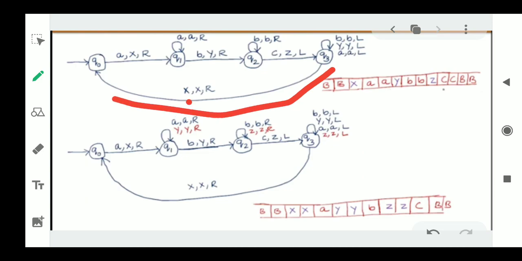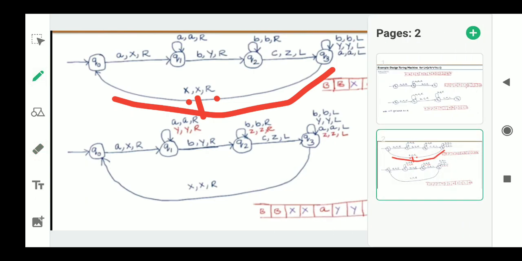If X is identified, we keep X and move to the right direction. Suppose when we keep on scanning on the left side and X is identified, from there onwards we'll move to the right direction, and after that one more symbol will be there. When we move to the right, small a will be identified, and we will rename that small a with capital X, and we will keep on moving in the right direction.